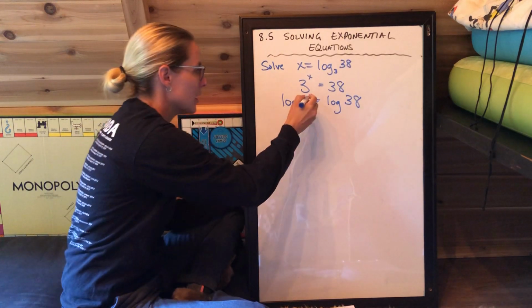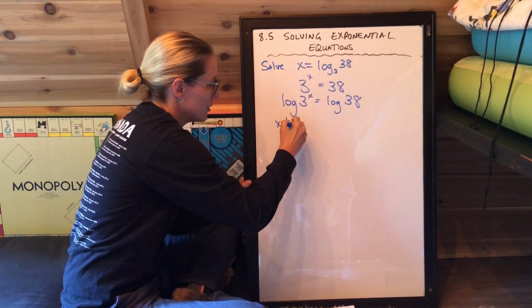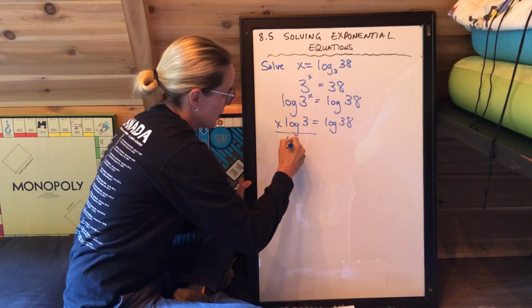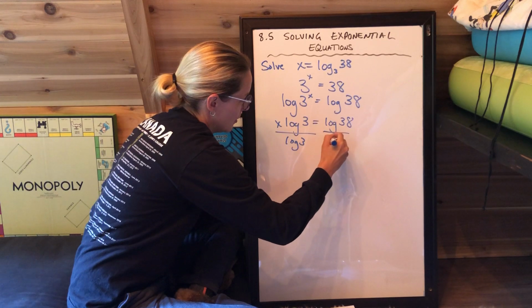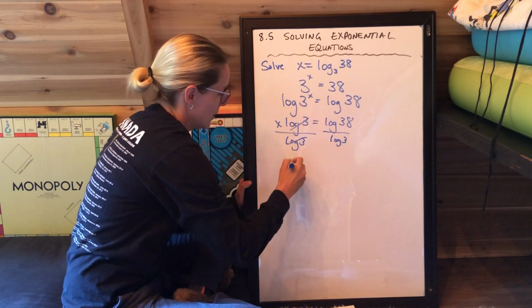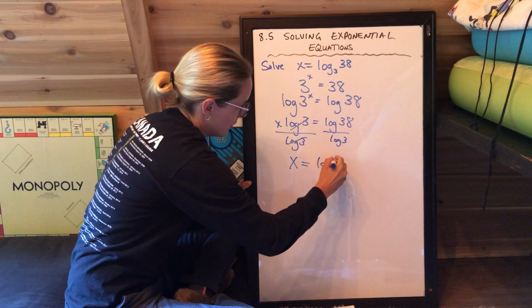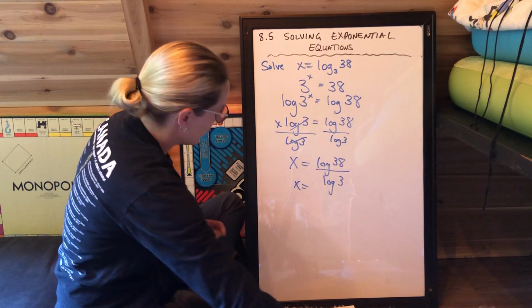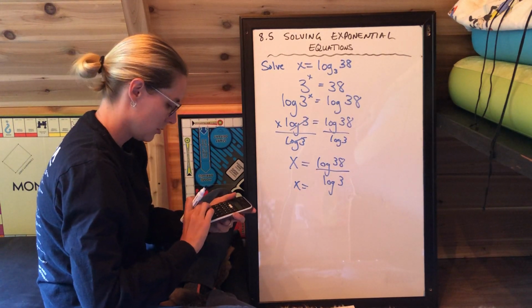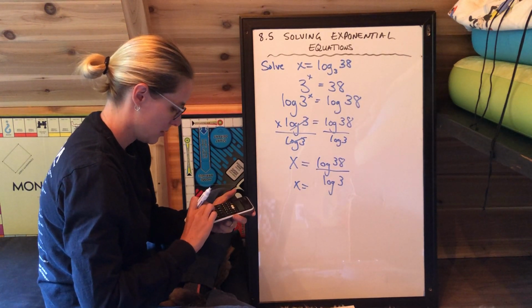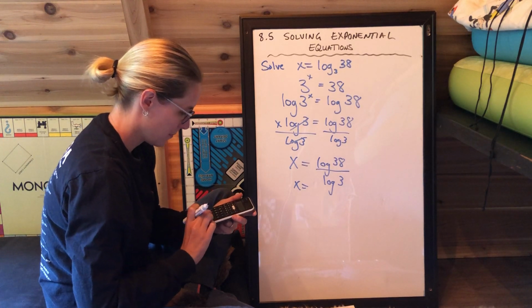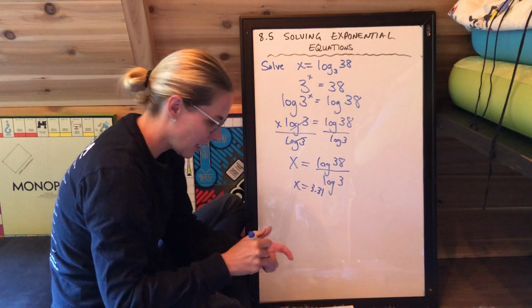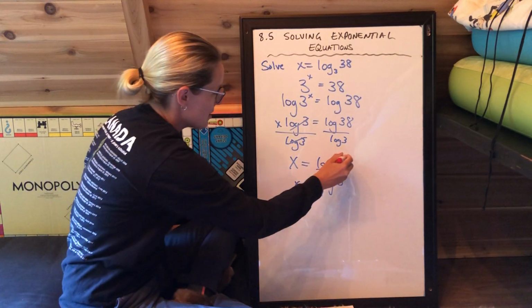And again, applying the power law, the x comes out front. Then to get the x by itself, we divide both sides by log 3. What I really want to look at here is, yes, I can plug this into my calculator to get a final answer: log 38 divided by log 3, which is 3.31. But the real thing that we are interested in is this.